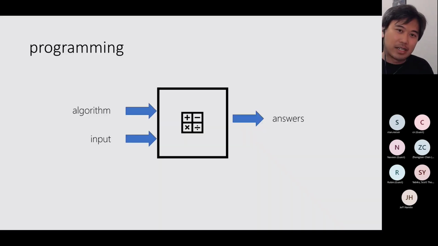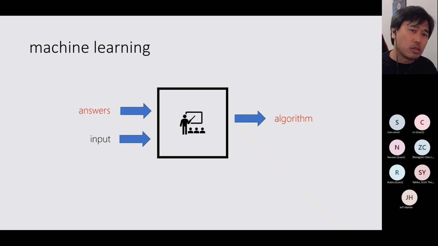Let's go back and review a little bit about programming. Programming typically is where you have an input, you write an algorithm, do some calculations, and it spits out answers. In the machine learning world, we flip that around, where you have the input and you show it a bunch of answers, and what you're trying to do is get the computer to spit out an algorithm for you, or create a machine learning model.